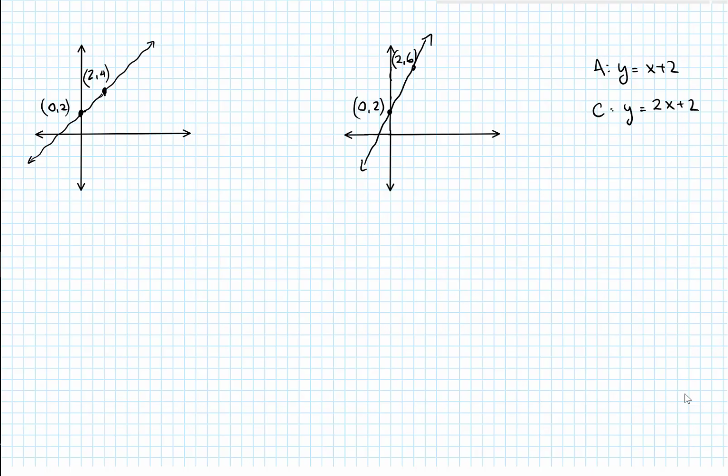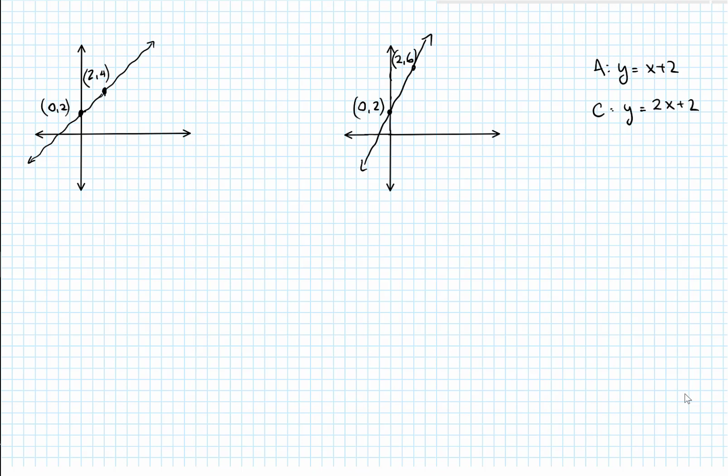So let's say you've actually got a bunch of graphs you're looking at and a bunch of equations, and you're trying to figure out which ones belong with which. Let's say you start by trying to identify the y-intercept. But what if two equations have the same y-intercept? Is there another way we can easily distinguish them?